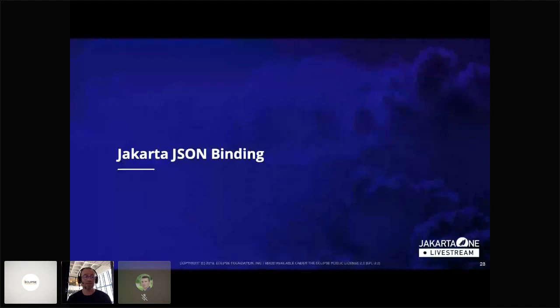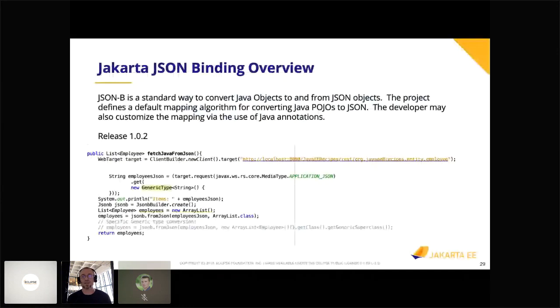Jakarta JSON binding, or JSON-B, this was brand new in Java EE8. And so this is a bigger release, and I will mention a little bit more about it. It's a standard way to convert Java objects to and from JSON objects. This project defines a default mapping algorithm for converting Java POJOs to JSON. So the developer may also customize mapping via the use of different Java annotations. And this, as I mentioned, was the new release. And so service release 1.0.2 is part of Jakarta EE8.